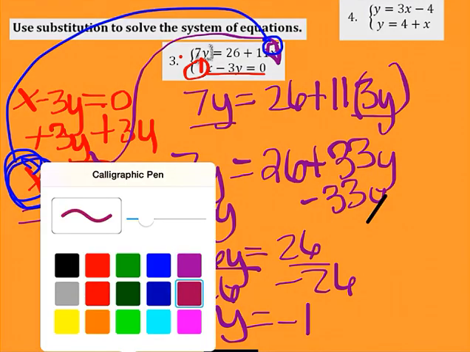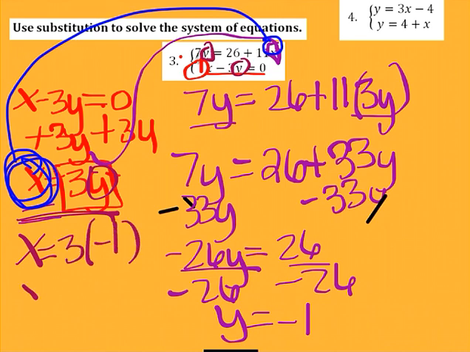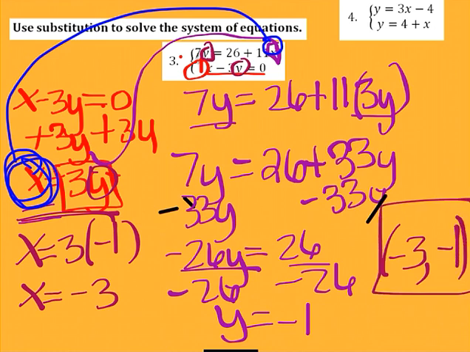Since I know what y is equal to, I can plug it in here, here, or here. Well, this equation right here is already solved for x. So I'm going to put my y in there. I'm going to take out the y and put in negative 1 instead. So then I end up getting that x is equal to negative 3. So now I need to write that out as a coordinate point. First I have my x and then I have my y. So that's my answer right there.